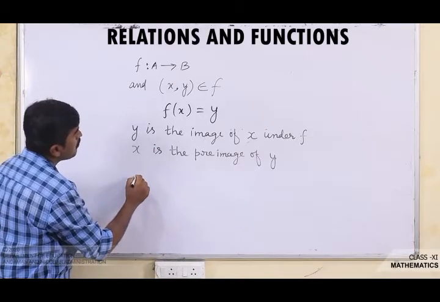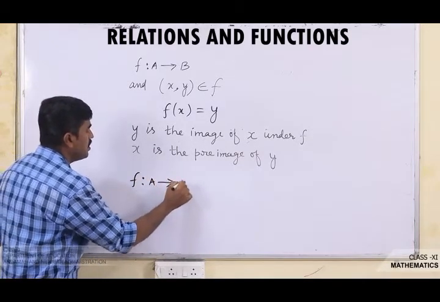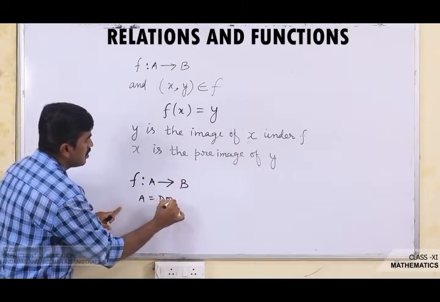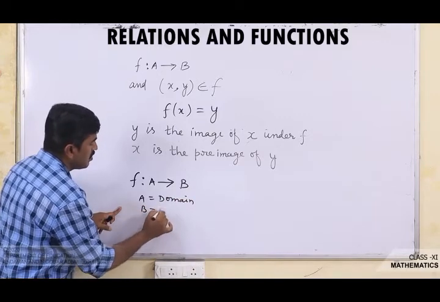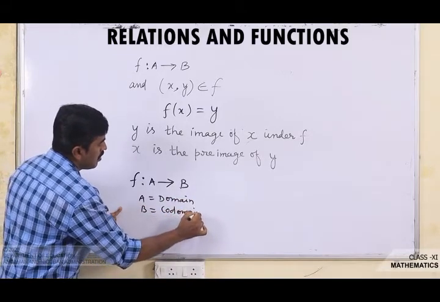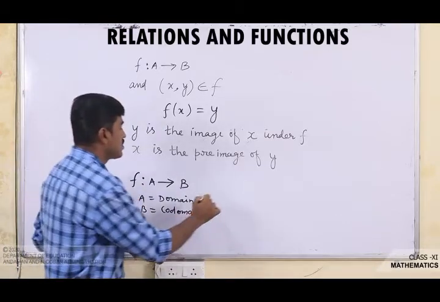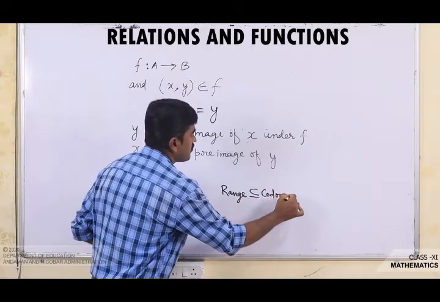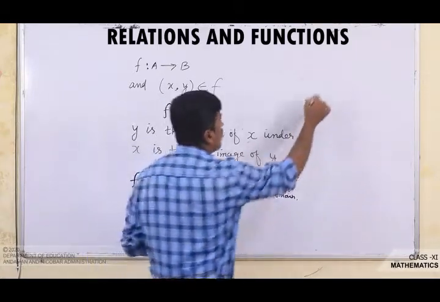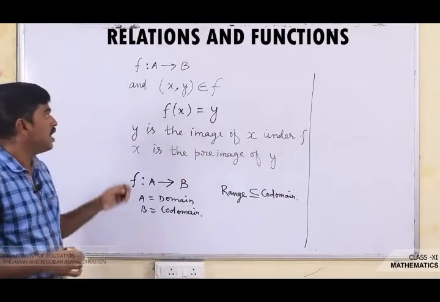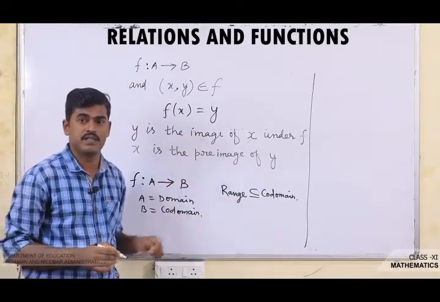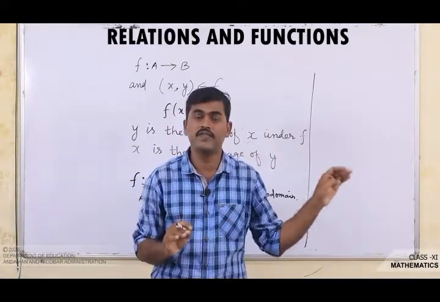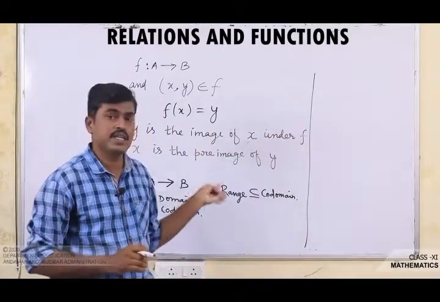Next, if f is a function from A to B, I already told you A is the domain and B is the codomain. And what is range? Range is a subset of codomain. Now note one point: every function is a relation, but all relations are not functions. Clear? Every function is a relation.